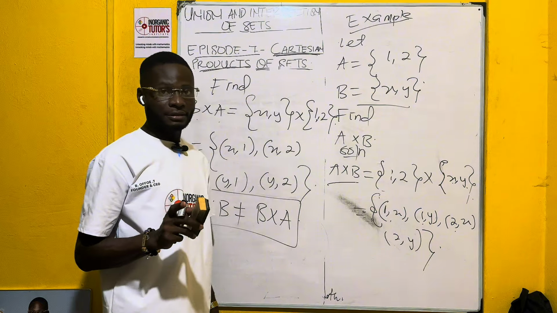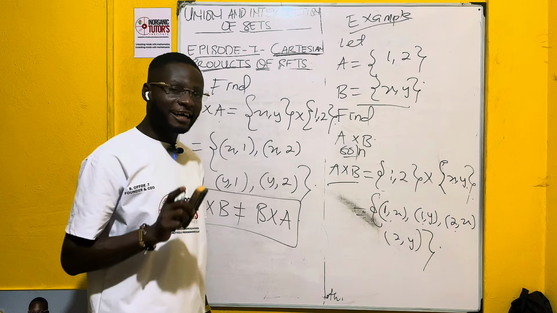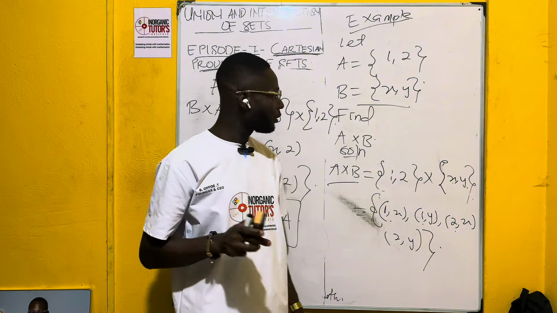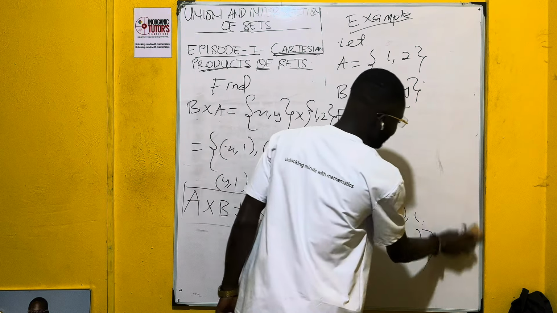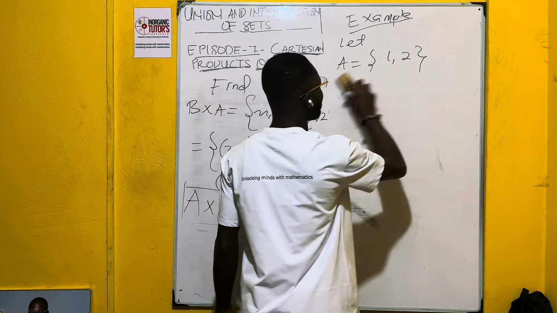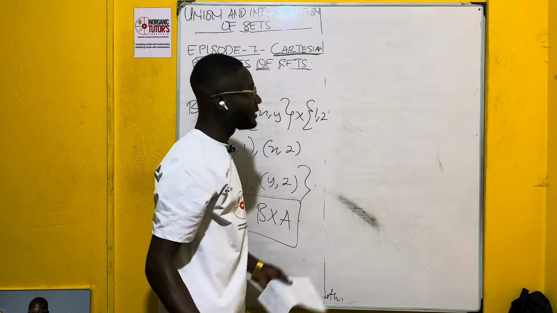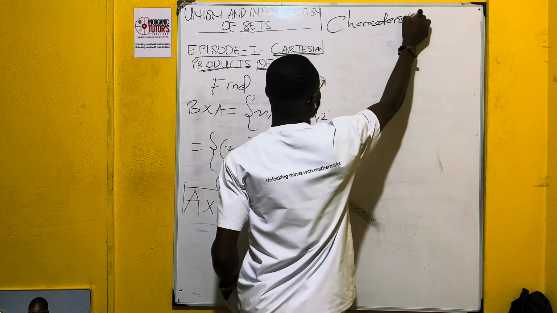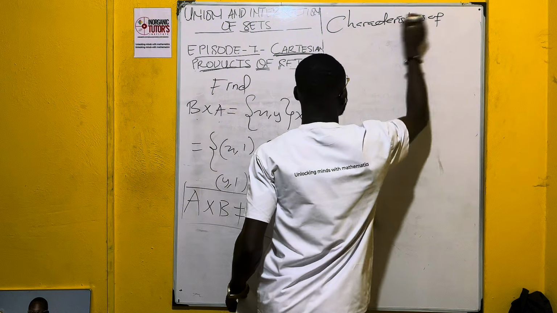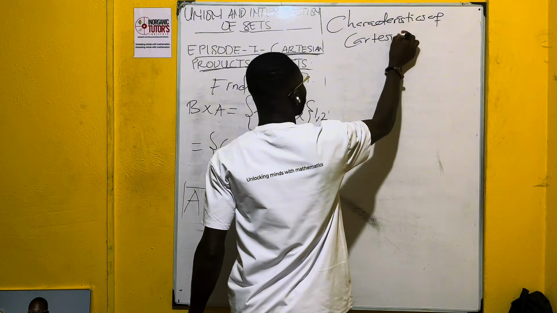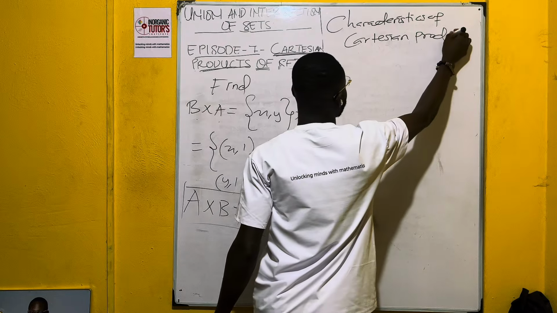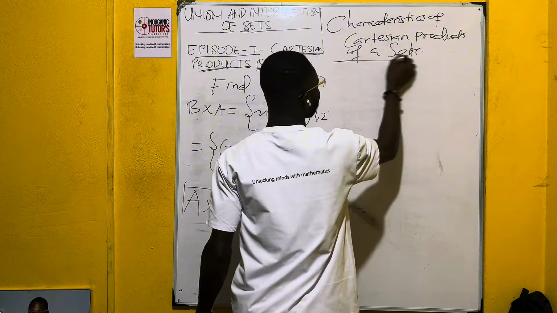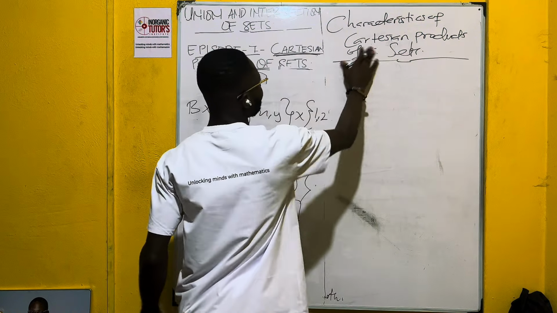Now let's look at some characteristics of the Cartesian product. These characteristics, you have to note them very, very well, and it is going to help you a lot. So the next thing is characteristics of the Cartesian product of sets.